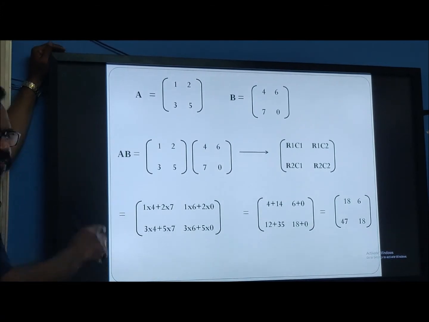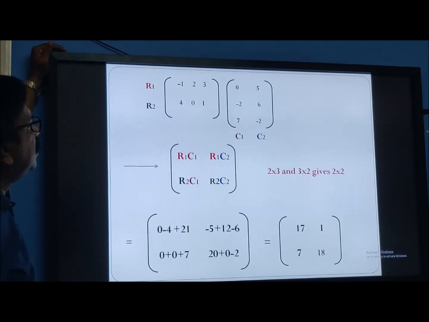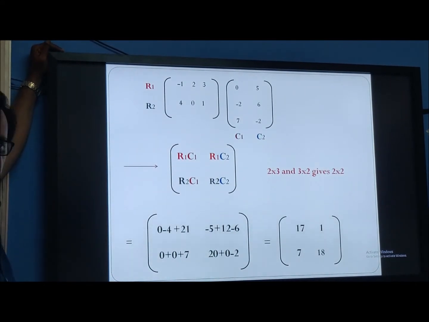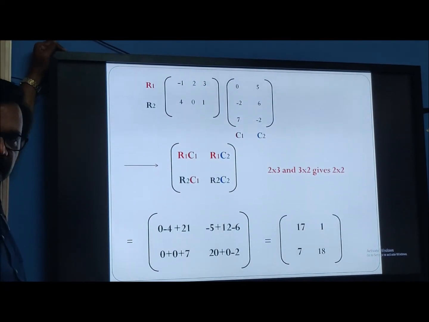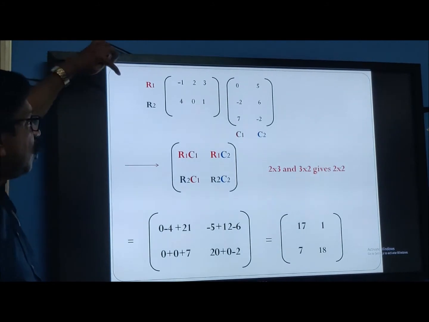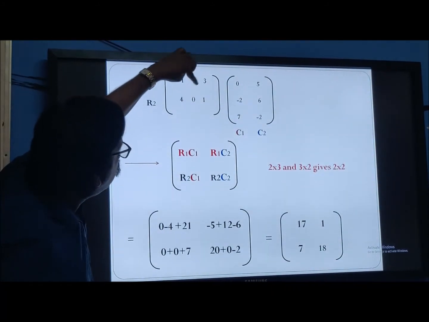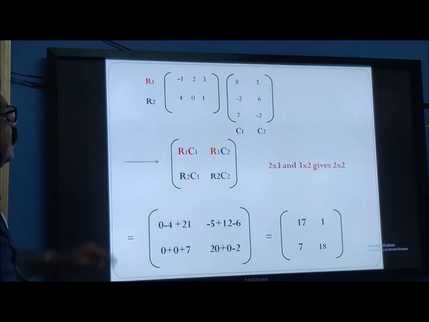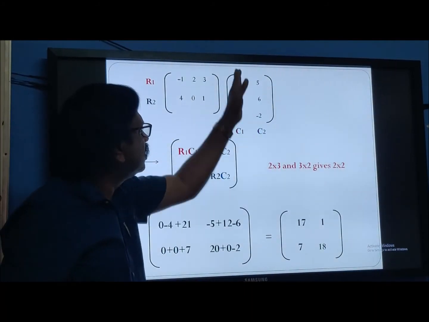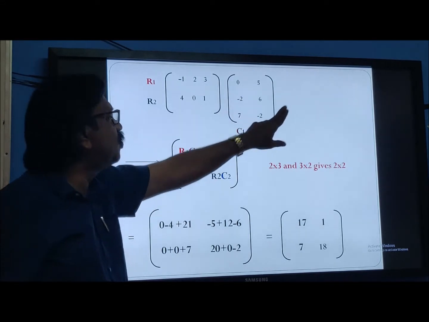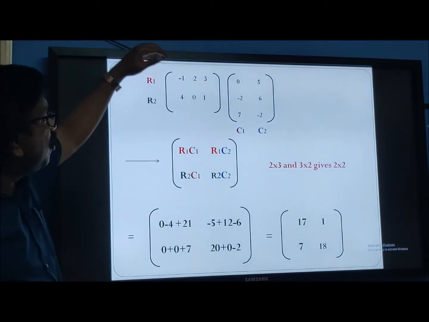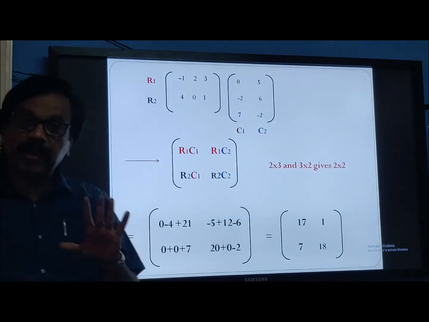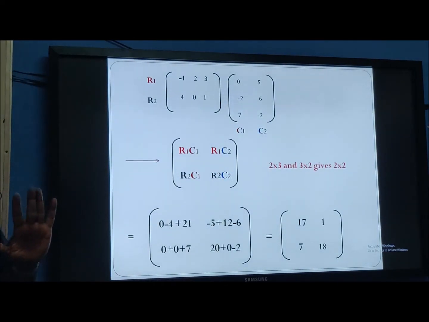One more example we can see. Here there are two matrices. What is the order of the first matrix? Remember, 2 rows and 3 columns, 2 by 3. Then what is the order of this matrix? 3 rows and 2 columns, 3 by 2. Therefore, the number of columns of the first one is equal to the number of rows of the second. Therefore, we can multiply.